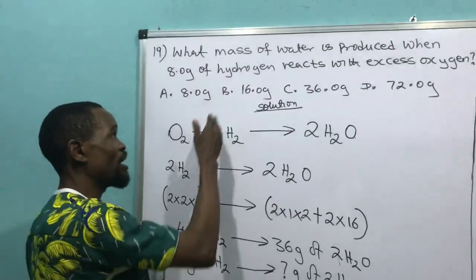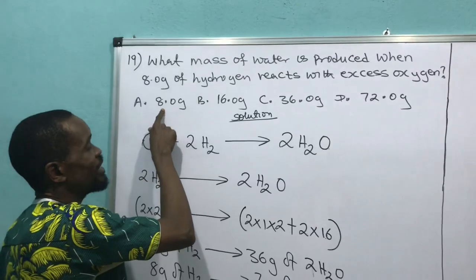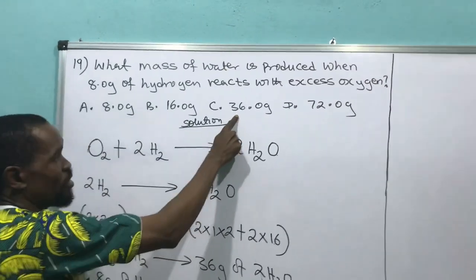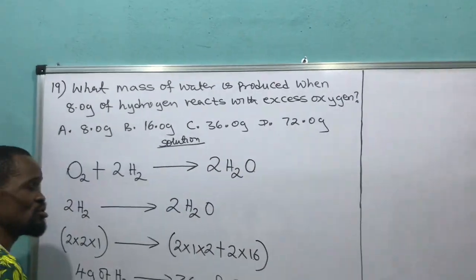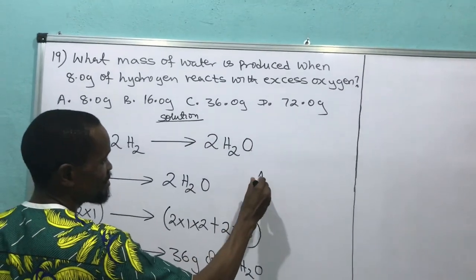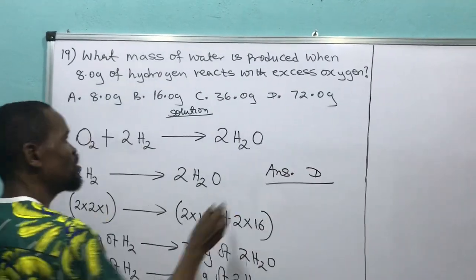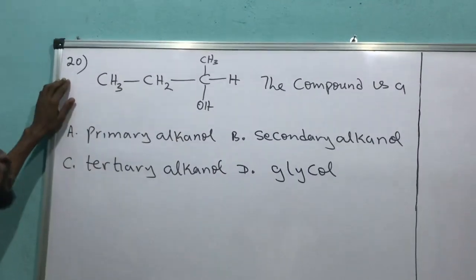I go back to my option. Option A said 8 grams of water, B 16 grams of water, C 36 grams of water, and D said 72 grams of water. When I say my answer is, option what? D. That's question number 20.